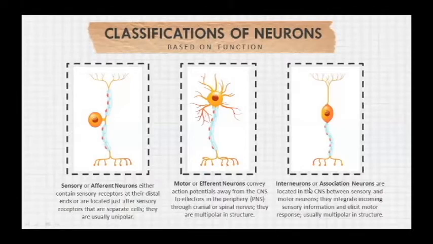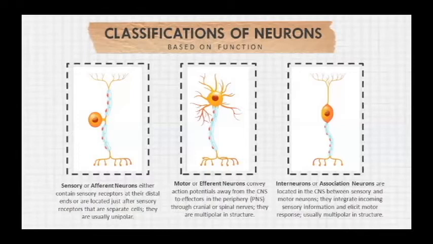Lastly is the interneurons or association neurons. Well, interneurons or association neurons are different from the other two because they are the only ones that are located in the central nervous system. They are between the sensory and motor neurons, which integrate incoming sensory information and elicit motor response. And they are usually multipolar in structure. So these interneurons or association neurons are the ones that play the integrative function of the nervous system.